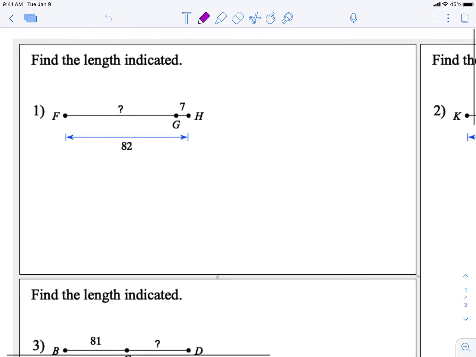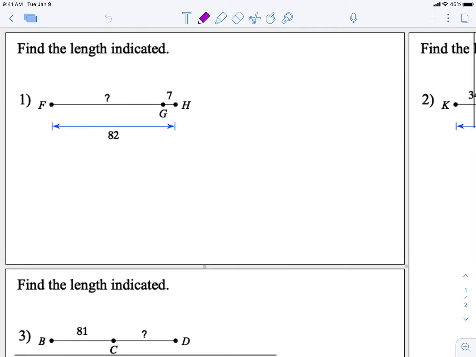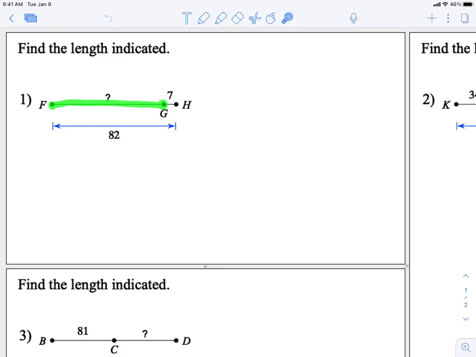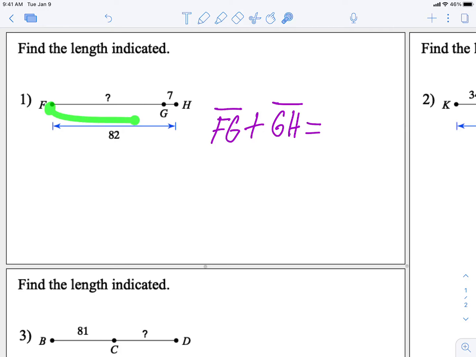All right, so here we go. Let's do our first example. So these are segment additions, right? Small segment plus small segment equals long segment. So the first short segment is F to G. So remember, we always have to write out our segments. Segment FG plus the second short segment, middle to the right, is segment GH. So short plus short equals the long segment, which goes from F all the way to H.